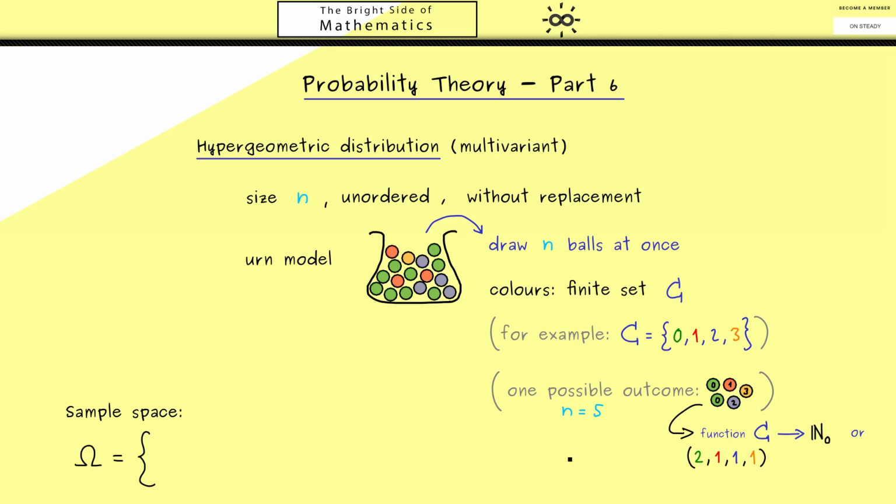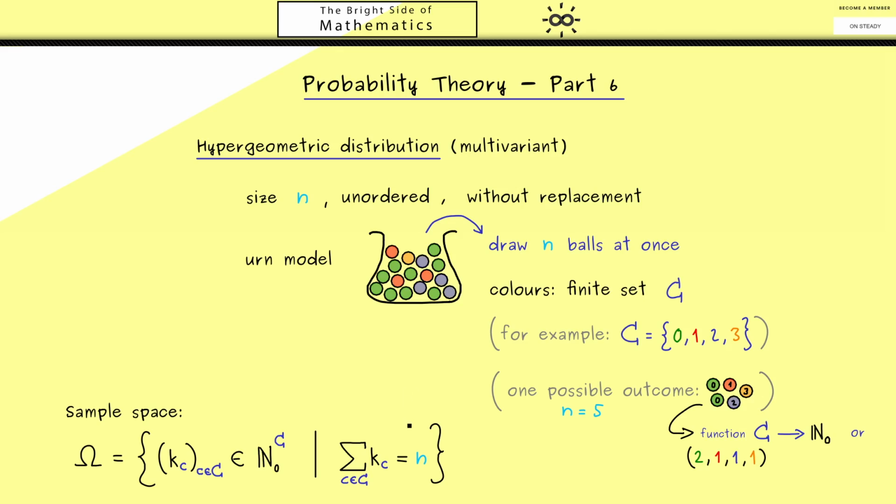It's simply the set of all functions or tuples of this form. So in general we would say we have numbers k_c, where the lowercase c goes through all the colors in the set C. And then we say this is an element of the natural numbers including 0 to the power C. So this is a general notation of all the functions from the set C into N_0. It's a helpful notation because it reminds us that we can also rewrite the function as a tuple. And we also put that into this notation here. Okay, and now the only condition we have here is that all these numbers add up to n. So we can simply write the sum of k_c is equal to n. And then we have our whole sample space omega.